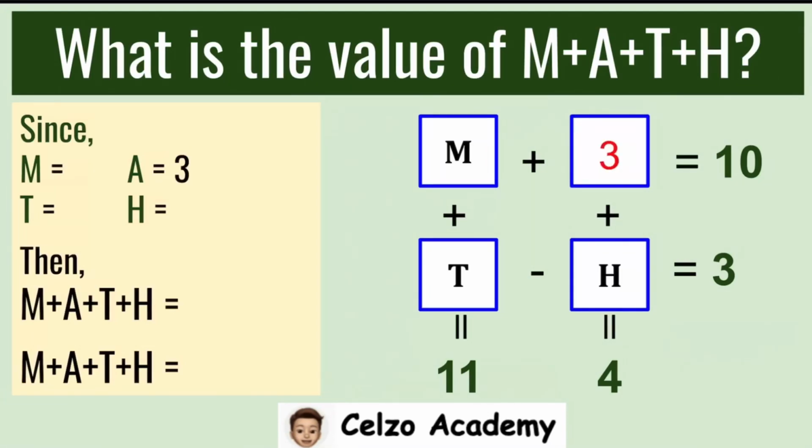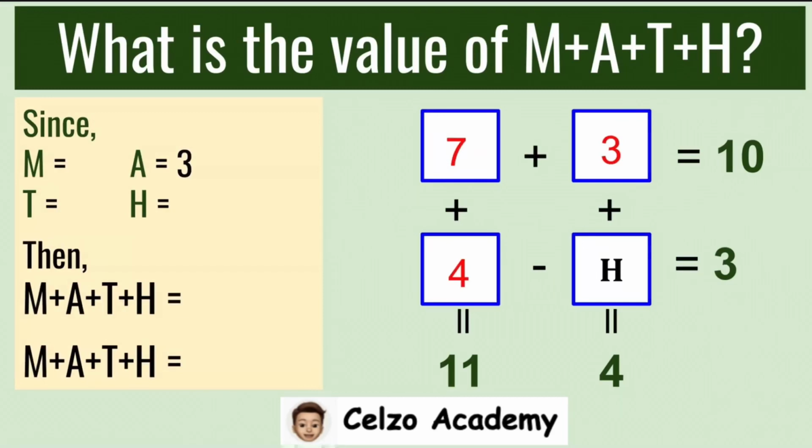Since our a value is 3, we can replace now a with 3. For the top horizontal equation, we have m plus 3 is equal to 10. So what should be the m value? 7, right? 7 plus 3 is equal to 10. Now using the left side vertical equation, 7 plus t is equal to 11. What should be the t value? 4, right? 7 plus 4 is equal to 11.